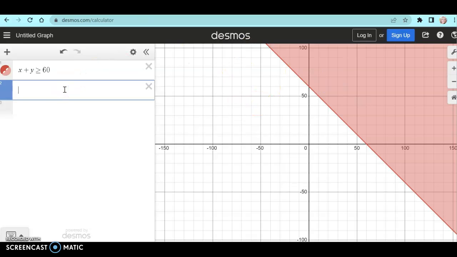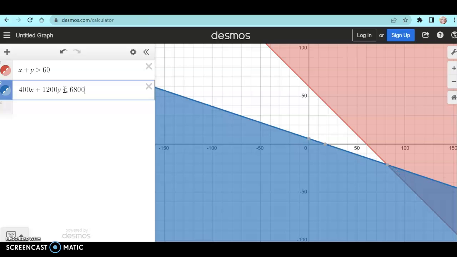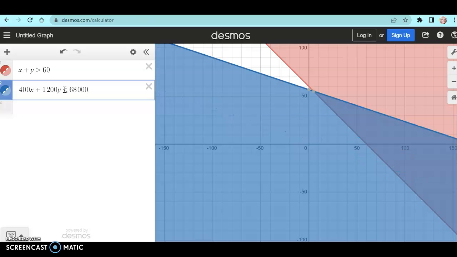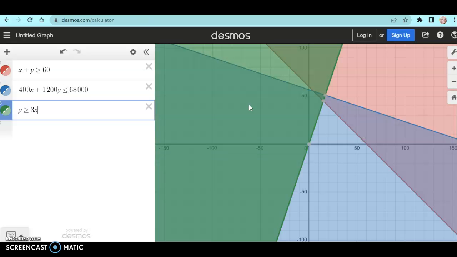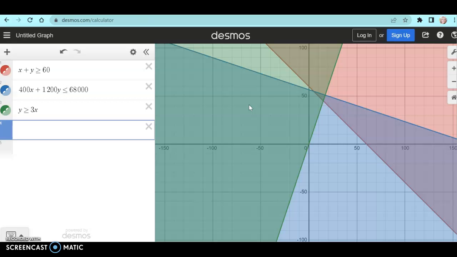Okay, my next equation is 400x plus 1200y is less than, again, I'll just put the equal sign, or equal to 68,000. Okay, so there's number 2. I can see I may want to scroll in right there. Then my next one was y is greater than or equal to 3x. I can see I've got a triangle there, and that's what I'm really interested in.